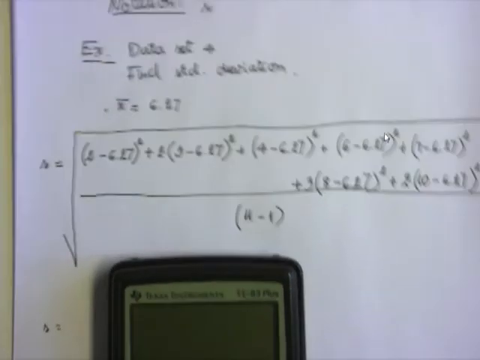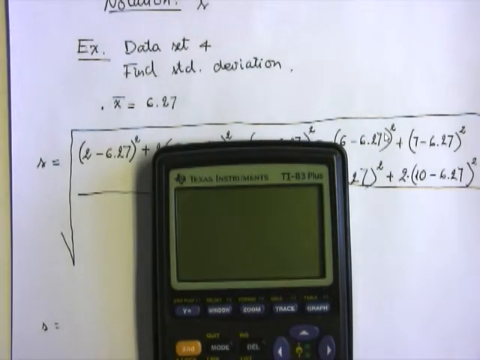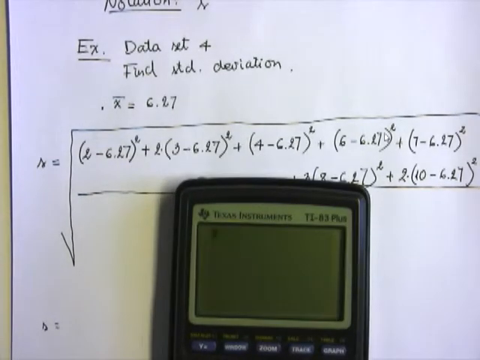So now on my calculator, the first squares of difference is 2 minus 6.27, and we square that difference. Okay, and we add that to the next square of difference, 3 minus 6.27, and we square that difference again, and here's the notation for square. And then make sure we multiply that by 2.